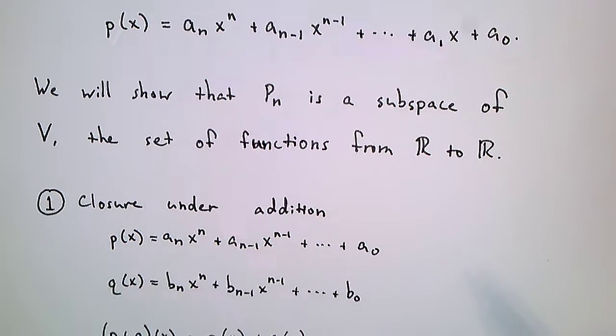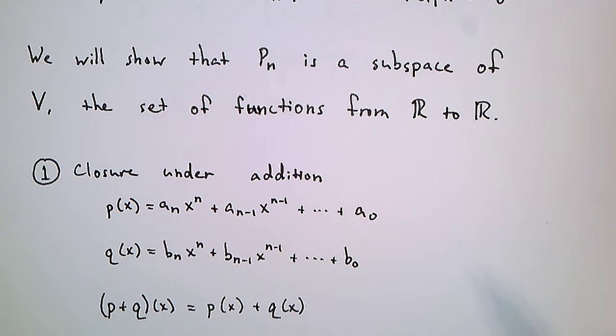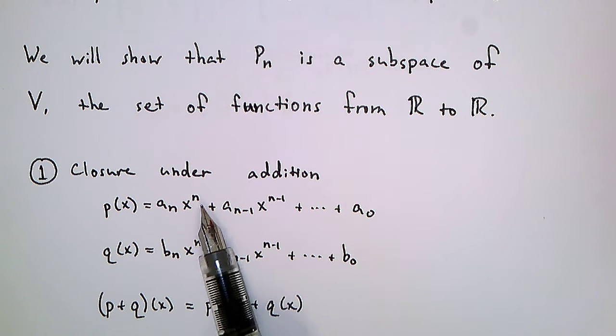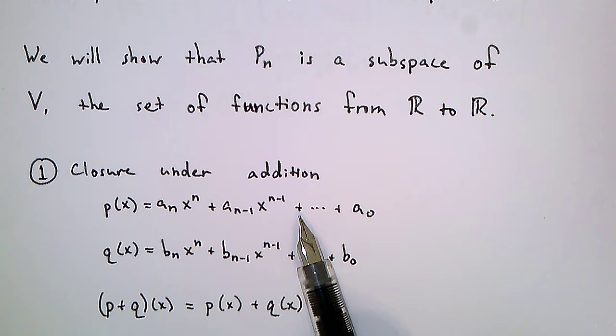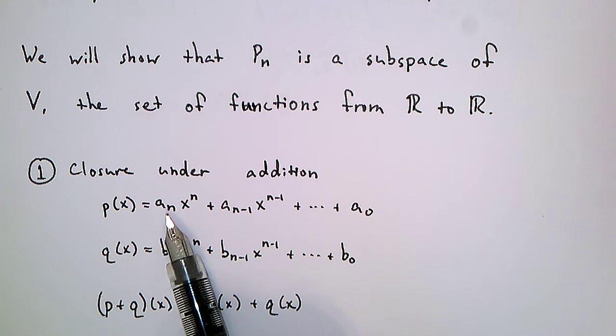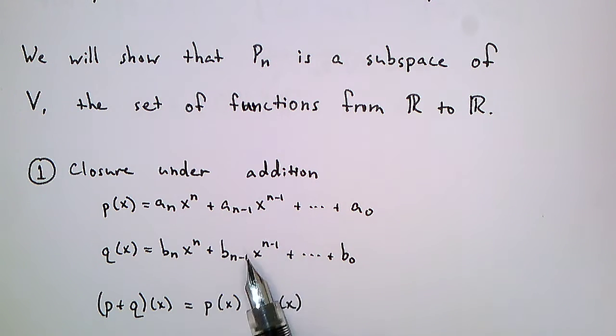So first up is closure under addition. And in order to show that my set is closed under addition, I have to start with two elements of my set. So two polynomials of degree at most n. And this is the notation that we have to use because I don't know what my coefficients are. I just have to give them names. But I know that the highest power of x is n, and then we can have any other powers of x below it. And I've just used these two different letters with subscripts to represent the coefficients on each power.